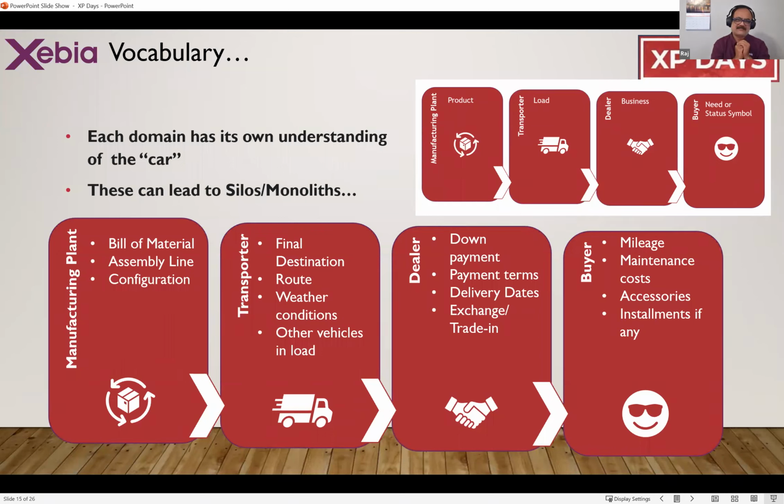mileage and maintenance cost. Of course, for some it is a status symbol. They may not consider mileage, but maintenance cost, availability of spare parts, all of them will come into the picture. So when this grows bigger, you will see gaps in understanding. Everybody will not be on the same page, literally. This is where domain-driven design can help all of them to build a common vocabulary. And there's a very big advantage by doing that. We will see shortly.